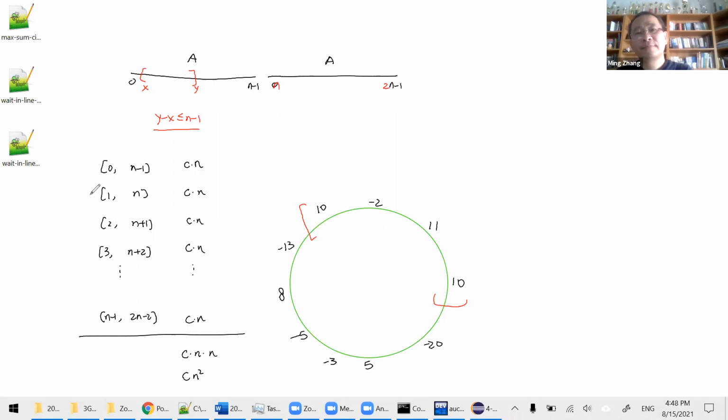Okay, 2 more messages. Okay. Do it without circular sum. We're going to do just as we did for the Kadane's algorithm as before.